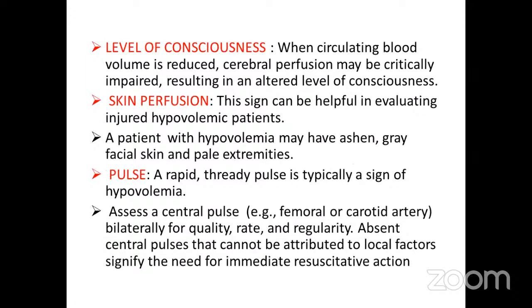How do you assess for the normal blood volume of a patient? You look at the level of consciousness. When a patient is able to communicate with you, it is less likely that cerebral perfusion is impaired. And coming to skin perfusion, ashen or pale extremities indicate your patient is hypovolemic, whereas pink extremities suggest the perfusion may be normal. And a rapid, thready pulse is a typical sign of hypovolemia.